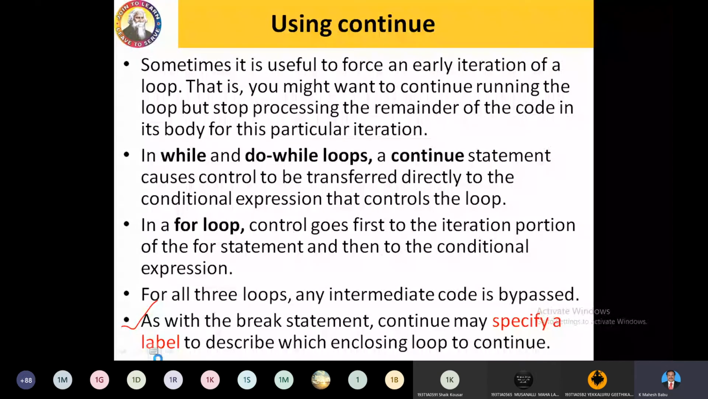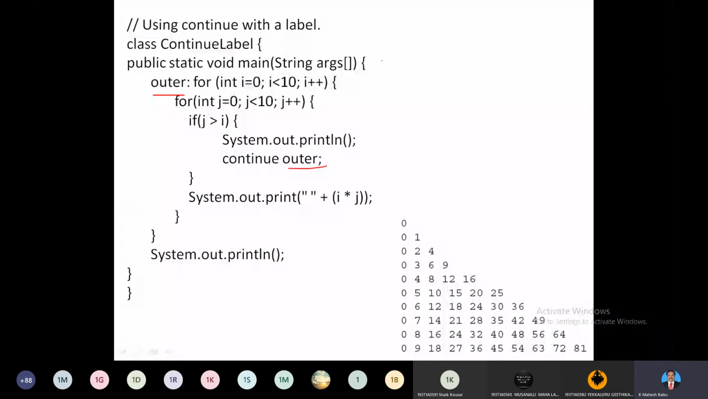So here I started my main method, and here I mentioned the label name outer and put a colon followed by the for loop and so on. So whenever this condition is satisfied, j greater than i, I'm printing a new line and I'm moving continue outer. So what happened? From this, the system is moving back to the outer. Abnormally, you are moving from one location to another location.